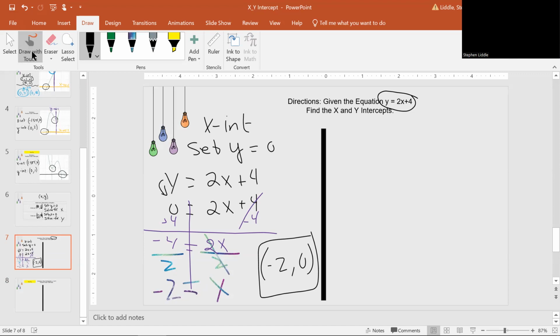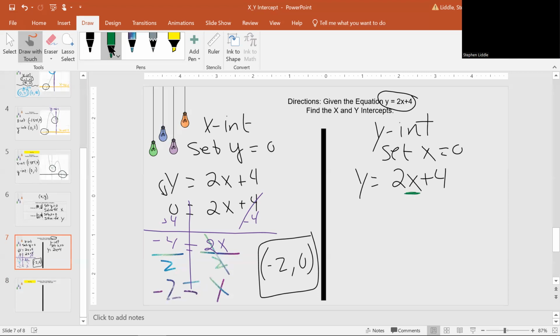All right, so now we're going to find the y-intercept. That is when we set x equal to 0. So I have this equation, y equals 2x plus 4. My x is going to be 0. So I can plug that in by going y equals 2, and then I'm going to plug in 0 where x is, plus 4.